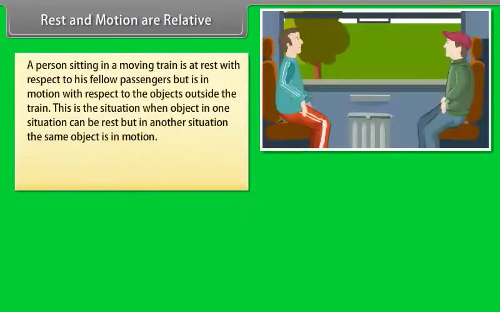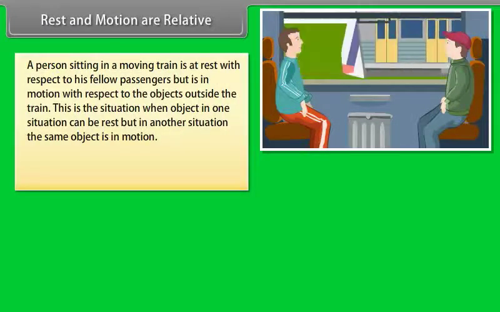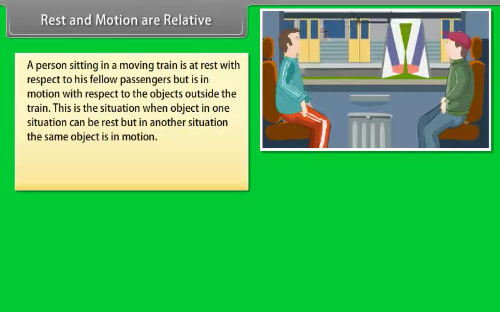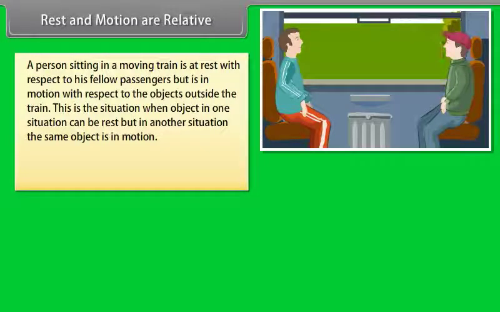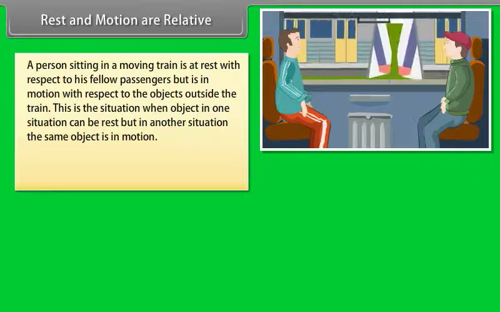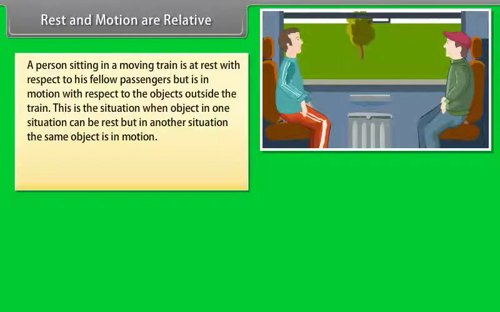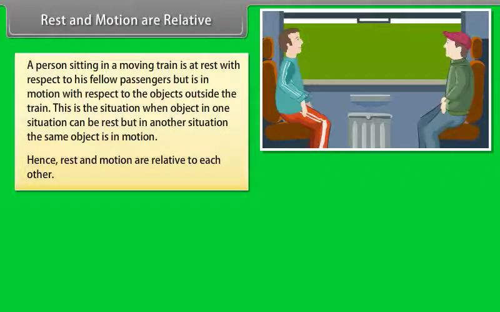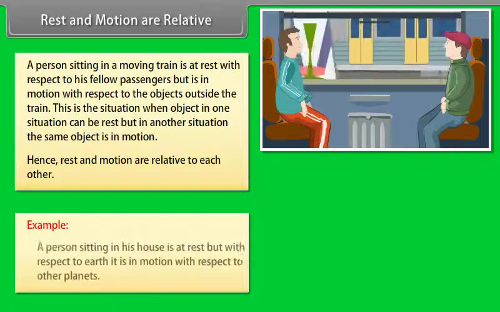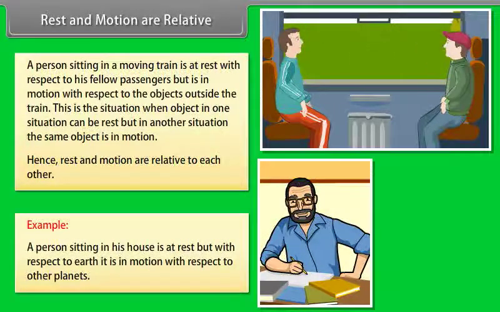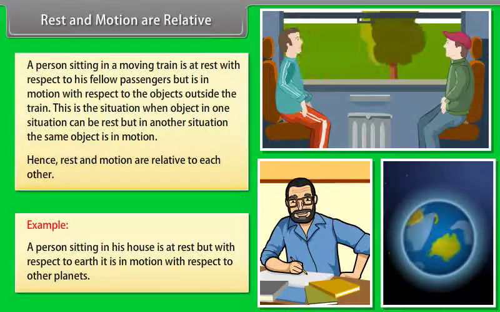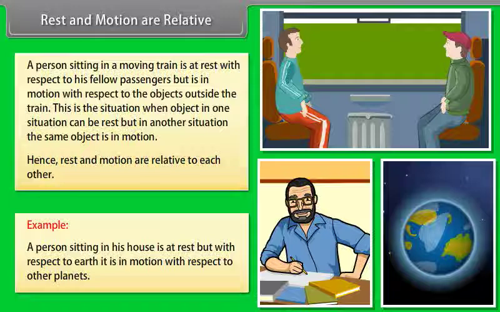Rest and motion are relative. A person sitting in a moving train is at rest with respect to his fellow passengers, but is in motion with respect to the objects outside the train. This is the situation when an object in one situation can be at rest, but in another situation the same object is in motion. Hence, rest and motion are relative to each other. Example: a person sitting in his house is at rest, but with respect to other planets, he is in motion with the Earth.